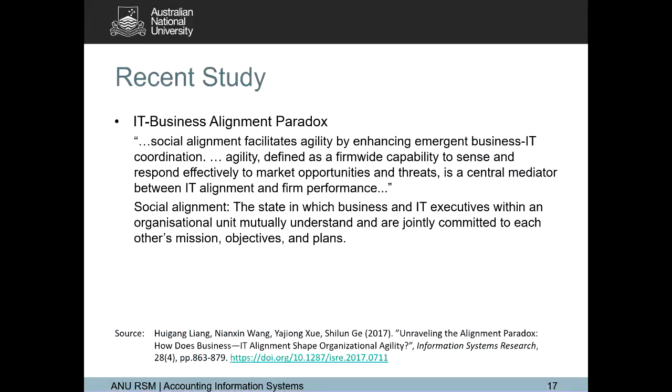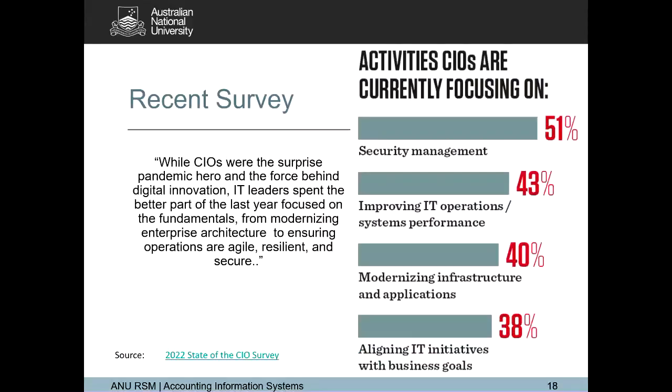All right. Moving on. All right. You can read further on that. That's only about social criteria, how it influences IT and business alignment. Okay. So a recent survey says that while CIOs were the surprise pandemic hero and the force behind digital innovation, IT leaders spent the better part of the last year focused on the fundamentals, from modernizing enterprise architecture to ensuring operational agility, resilience, and security. Yeah. So during COVID, maybe we learned to appreciate IT staff and departments better.